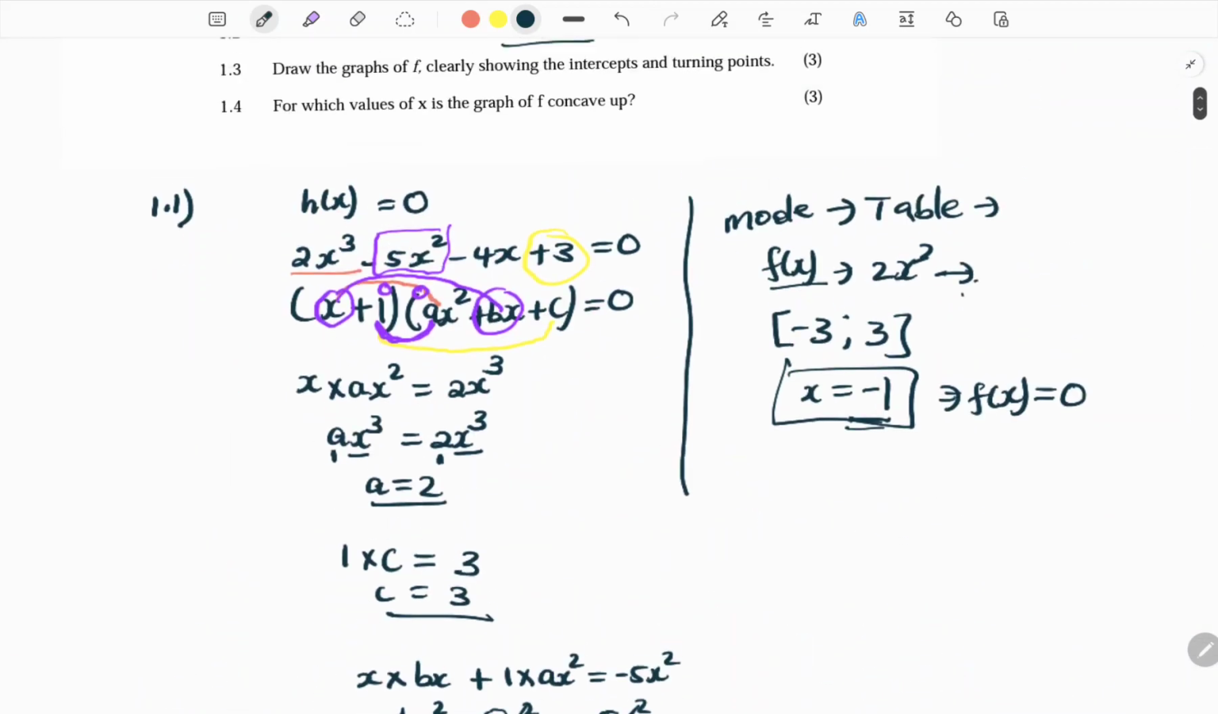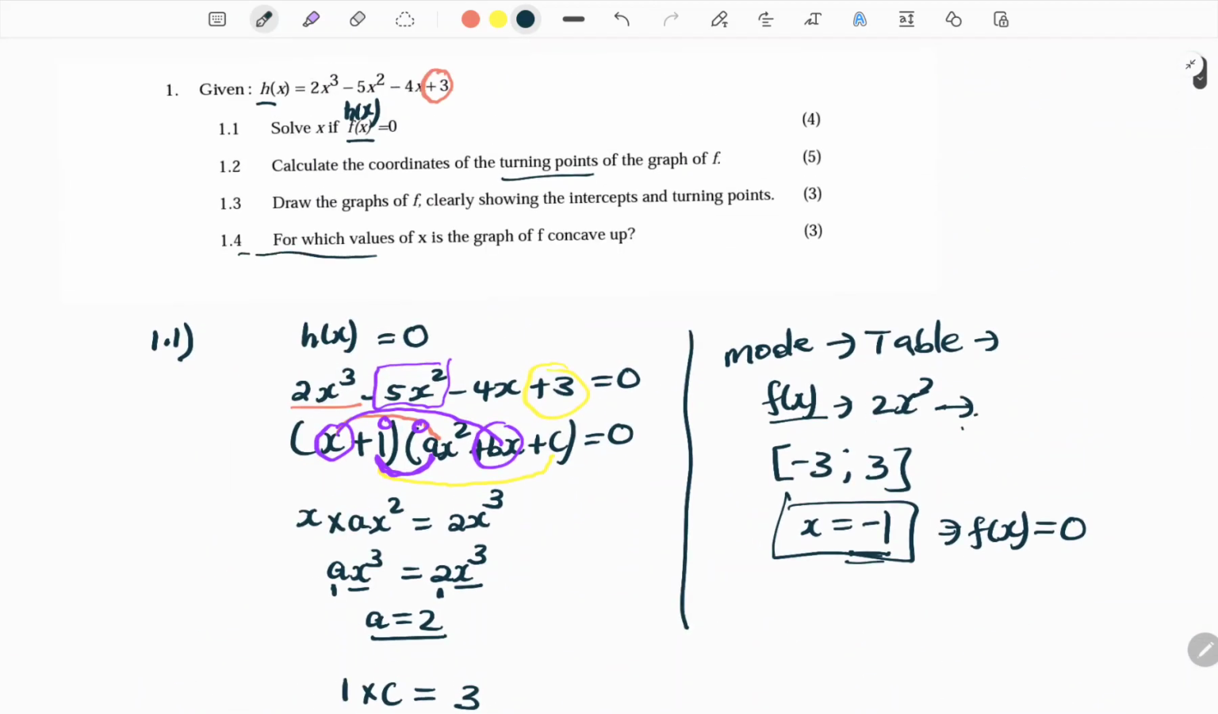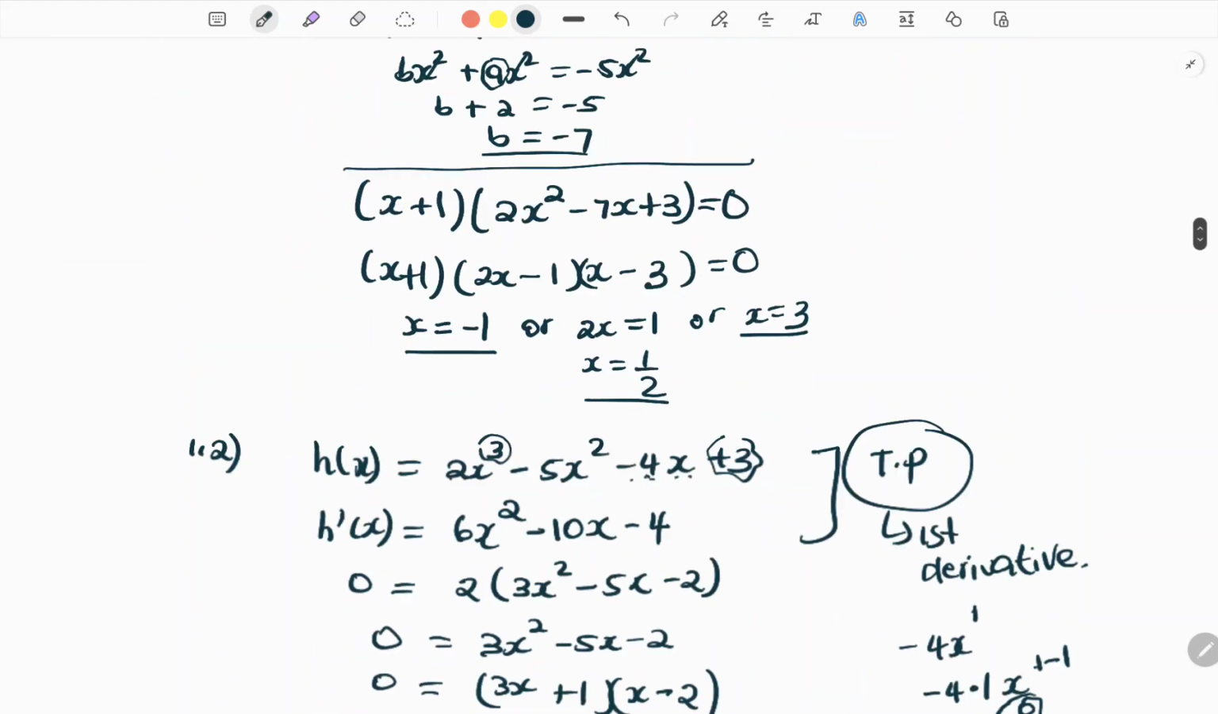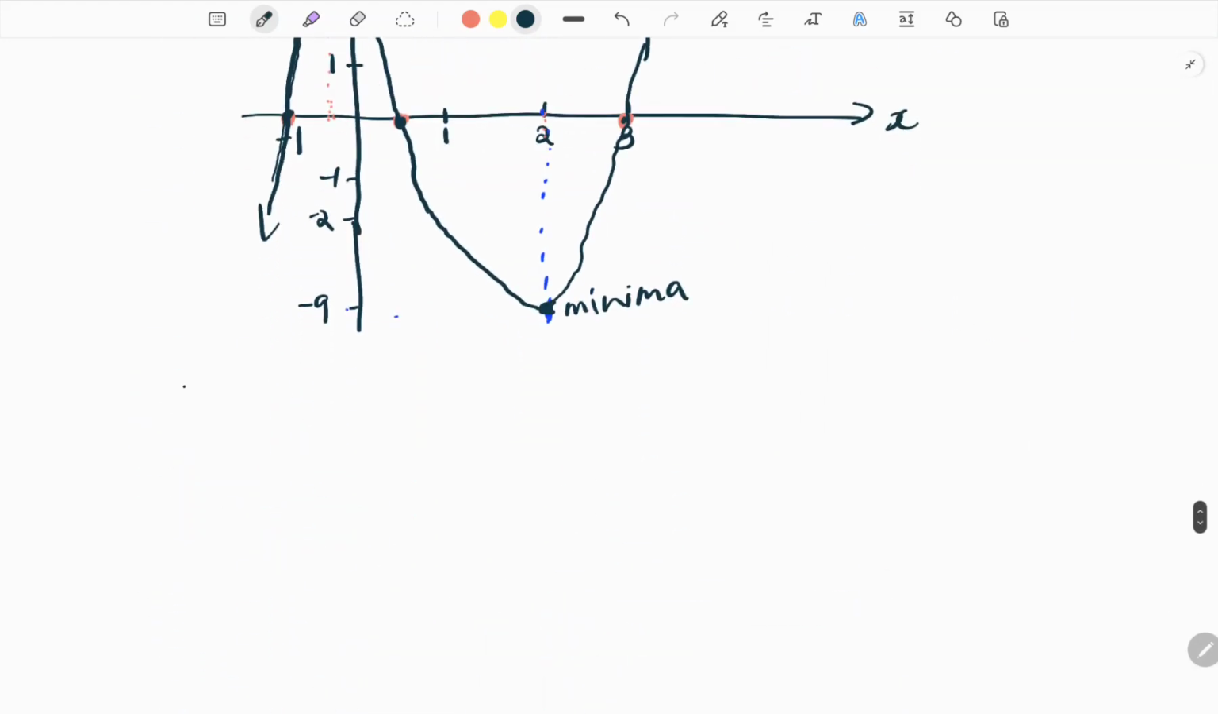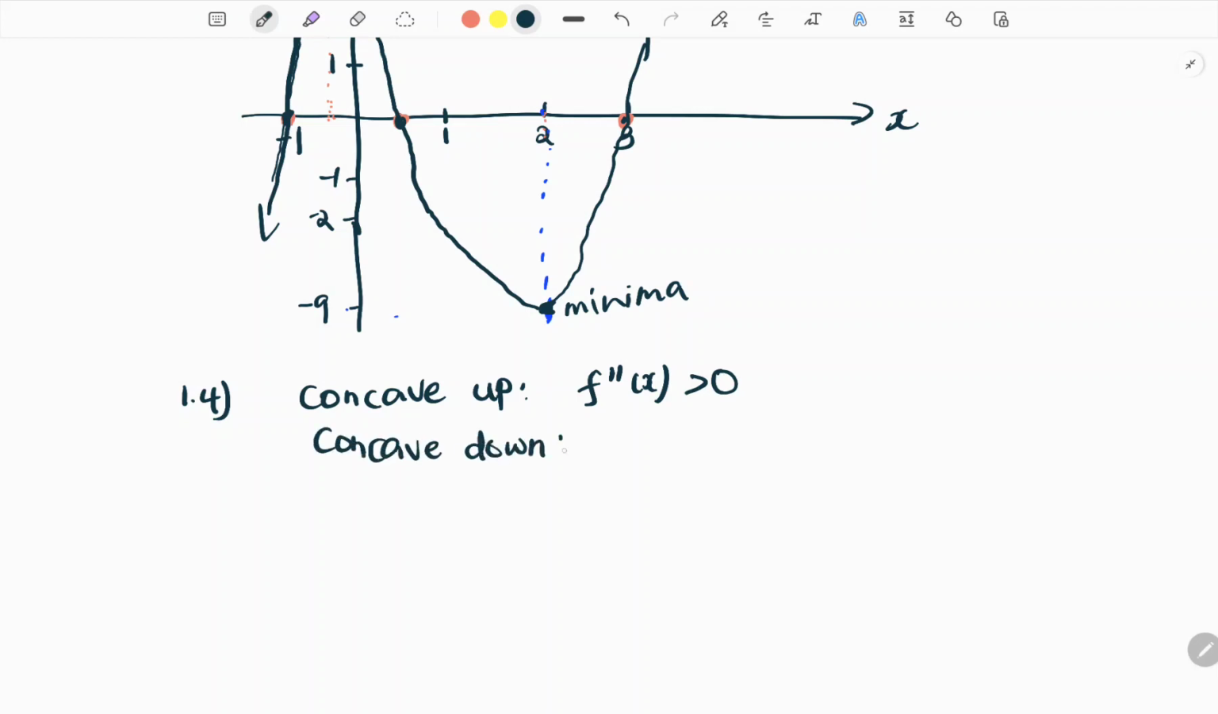So let's continue. For which values of x will the graph be concave up? When they mention concave up, that is the second derivative. So let's look at this idea. Concave up: your second derivative, h double prime of x, must be bigger than 0. Then concave down, the second derivative must be less than 0. So they want the values of x for which the function will be concave up.